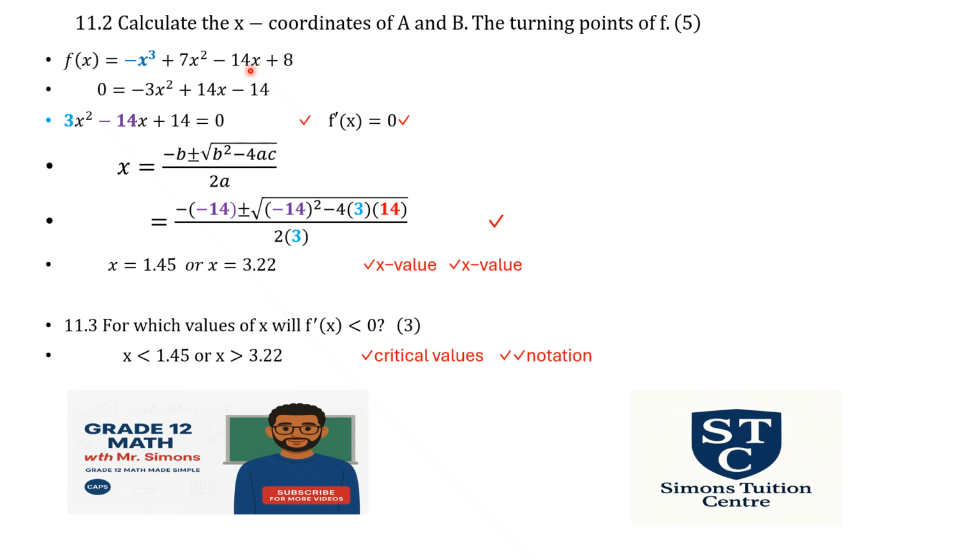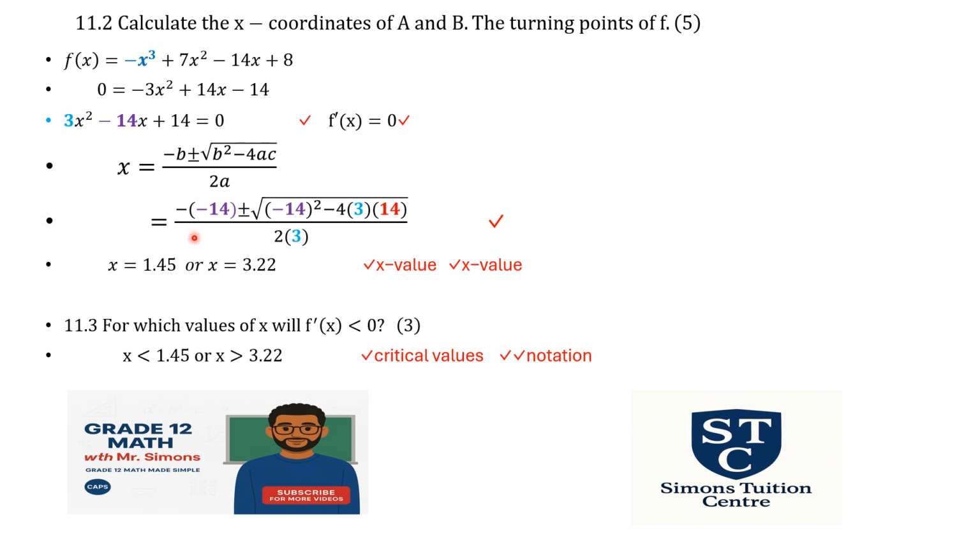Right, now they say calculate the x-coordinates of A and B, the turning points of f, for 4 marks or 5 marks. So for turning points, we work with the first derivative. So the first derivative: 3 times negative 1 is negative 3x squared, 3 minus 1 is 2. 2 times 7 gives me 14, 2 minus 1 gives me x to the power 1. 1 times negative 14 gives me negative 14. And there the constant falls away. If I take them all over, that becomes 3x squared minus 14x plus 14 equals 0. So 1 mark for the first derivative and a second mark for equating it equal to 0.